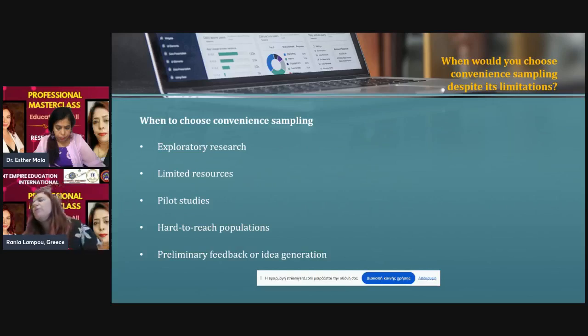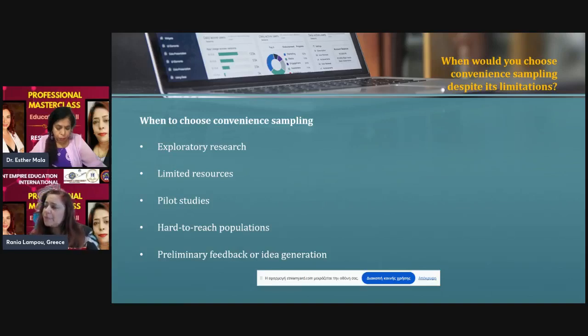Now, when would you use convenience sampling? You will use convenience sampling, of course, despite its limitations, in situations where practicality and speed outweigh the need for strict representativeness. We could say some common reasons and scenarios. When to choose convenience sampling? When you are, for example, in the early stages of your research and you want to gather preliminary insights or generate hypotheses quickly, so for exploratory research.